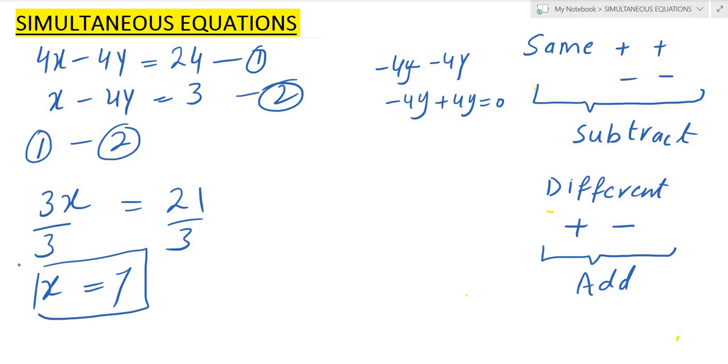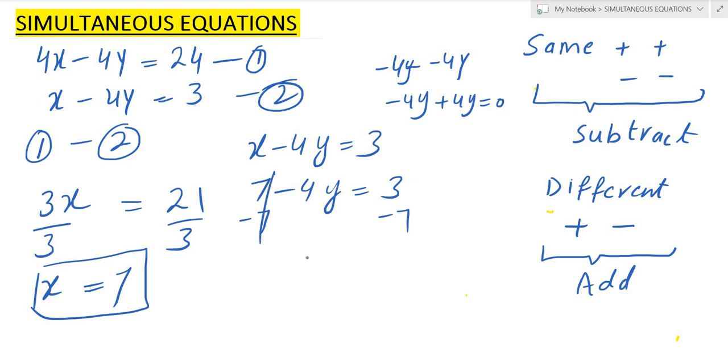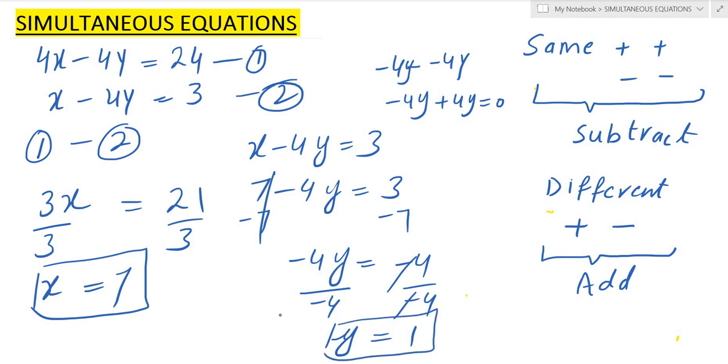Easy peasy. To find y, which one is easy? I can see the second one. So I'm going to substitute into the second equation: x minus 4y is equal to 3. So it's going to be 7 minus 4y is equal to 3. I take away 7 from both sides, so this cancels out. It's going to be minus 4y is equal to minus 4, and divide by minus 4 on both sides. So y is equal to 1, because minus minus makes plus. So this is the solution.